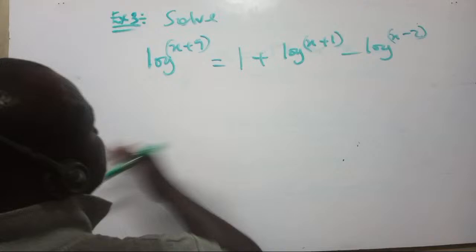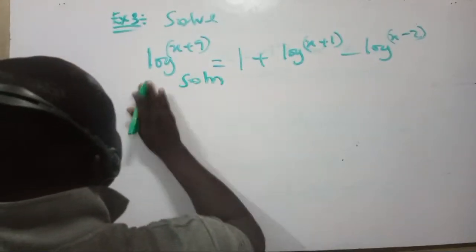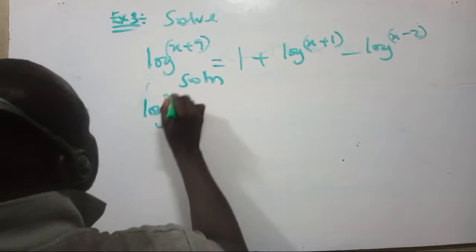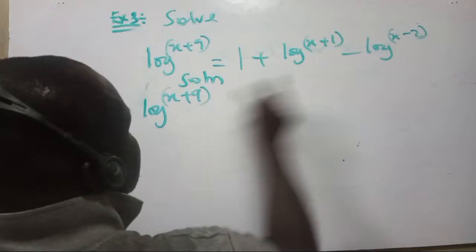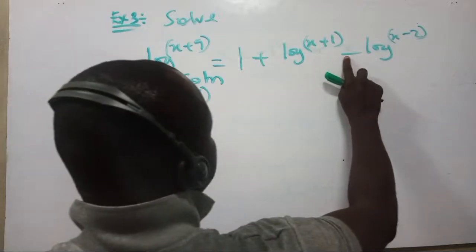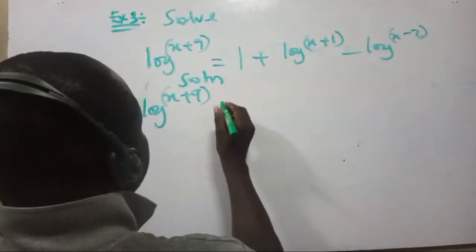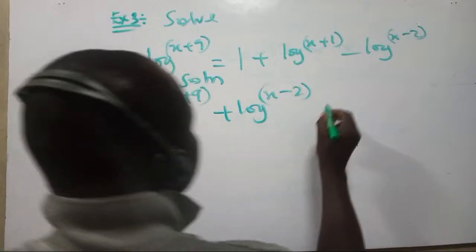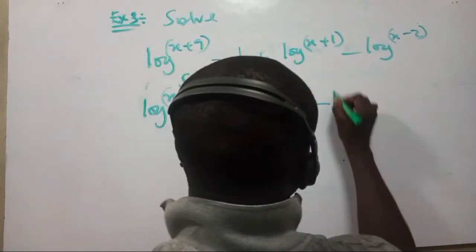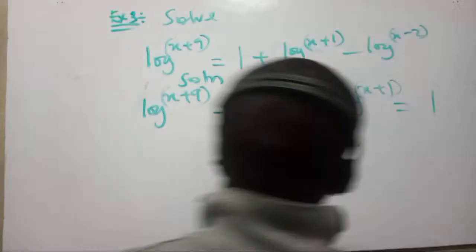Then let me bring all the terms with log to one side. This is the question: log (x plus 9). If I bring this here, it is initially negative, but by the time it crosses the equality sign, it changes to plus. I have log (x minus 2). Then if I bring this, it will be minus log (x plus 1), everything equal to 1.